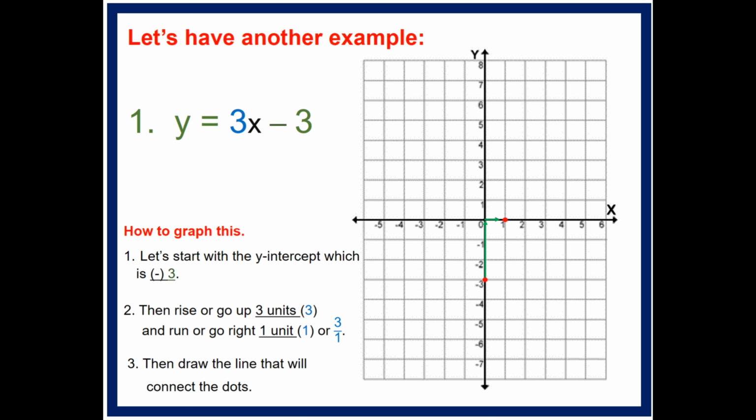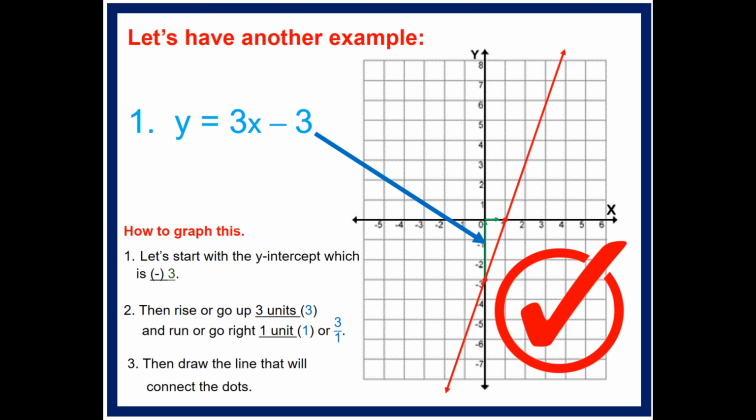And what's the next step? The third step, then draw the line that will connect the dots. Just like that, you just graphed y equals 3x minus 3. That's it. You got it.